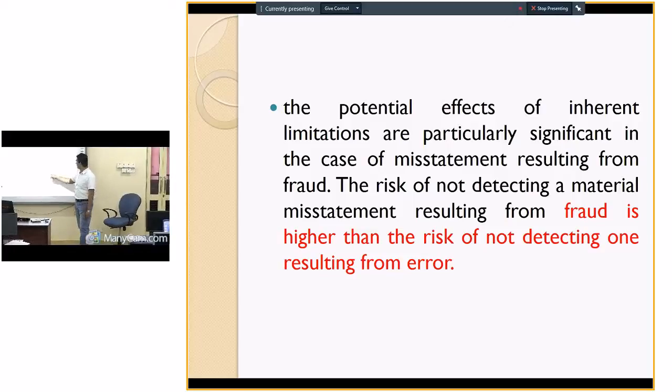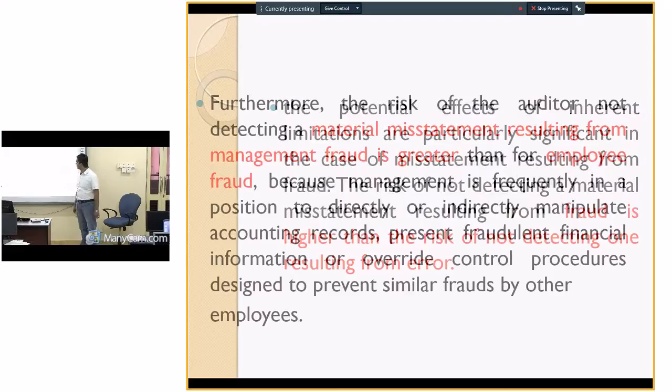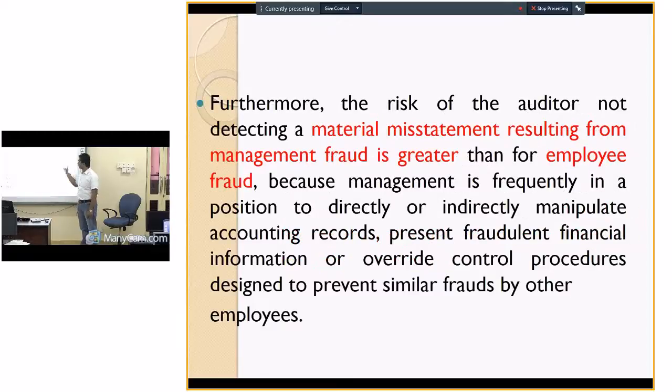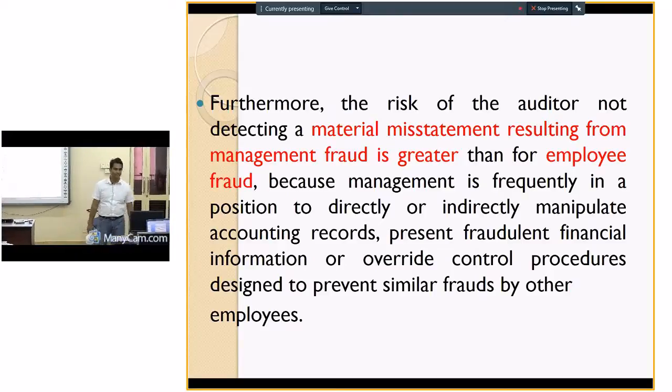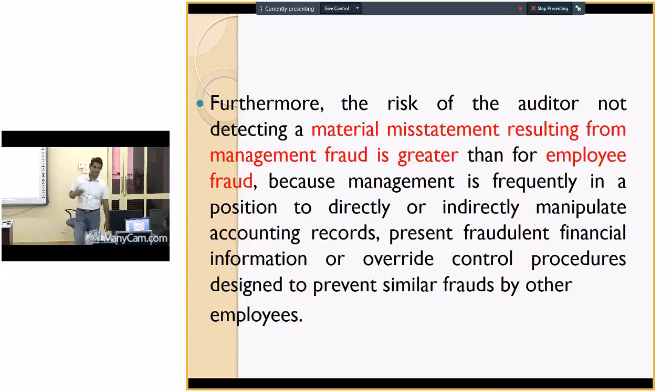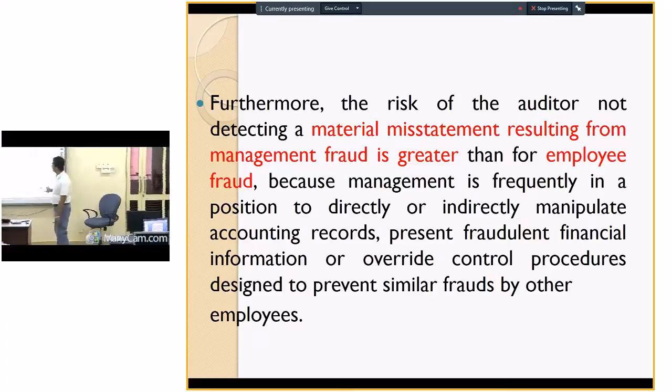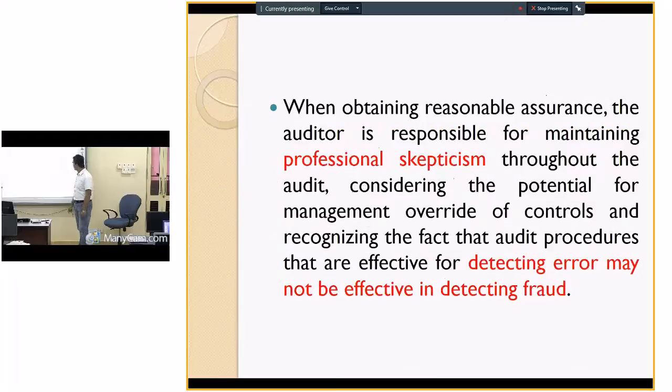The risk of not detecting a material misstatement resulting from fraud is higher than the risk of not detecting one resulting from error. Right? It means errors we can detect comparatively easily compared to frauds, because of the intention. Again, this talks about management frauds and employee frauds. As we discussed, management frauds are higher risk and detection is much more difficult compared to employee frauds. You should have professional skepticism, and detecting errors may not be effective in detecting frauds. Okay.